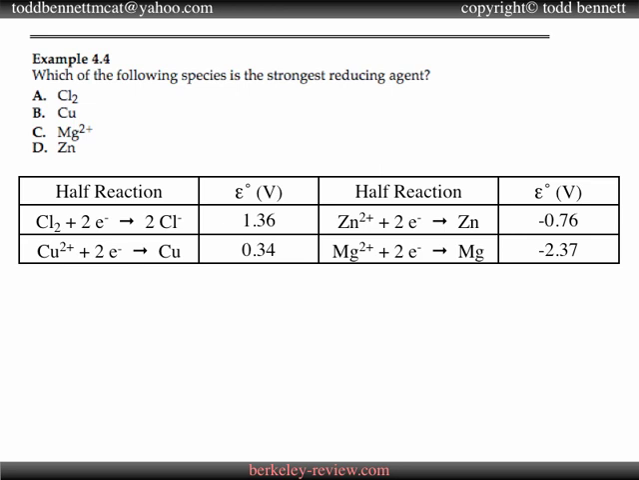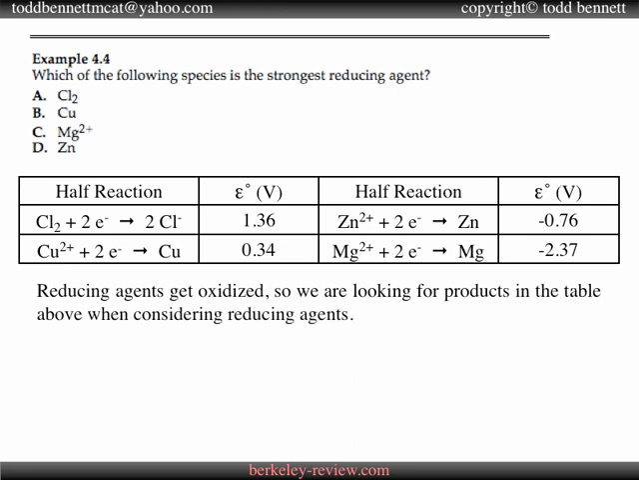But notice in the answer choices, they don't give us Cl minus, Cu, Zn, and Mg. They give us a couple in a different state, so you have to pay real close attention. Notice that Cl2 is on the reactant side, which means Cl2 is getting reduced, making it an oxidizing agent. You'll also notice that copper is on the product side. That makes it the reducing agent we want. Mg2 plus is on the reactant side, so it's an oxidizing agent. And then zinc is on the product side, so it's a reducing agent.